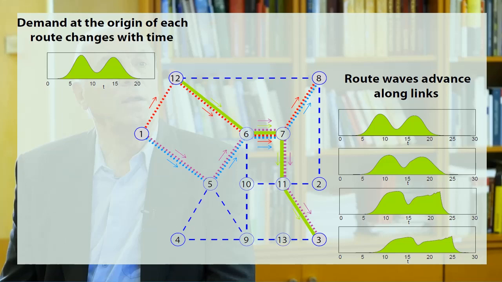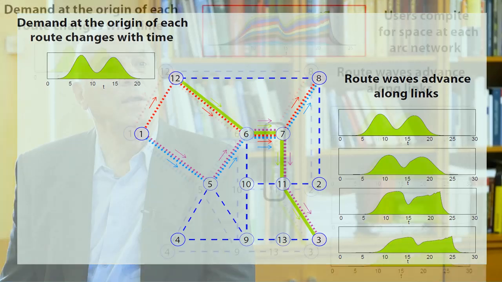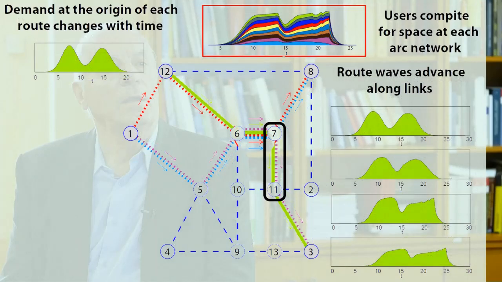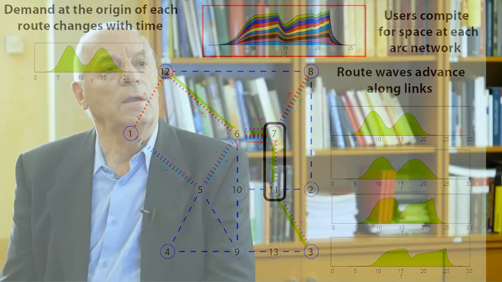At the end of the path at node 3, the wave has suffered a new deformation. Finally, here we show the traffic wave at link 711, where we have disaggregated the flows by paths, having a beautiful and useful picture of what is happening at the node at any instant during the day.